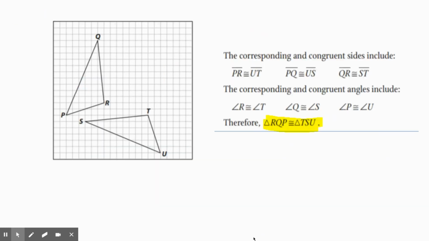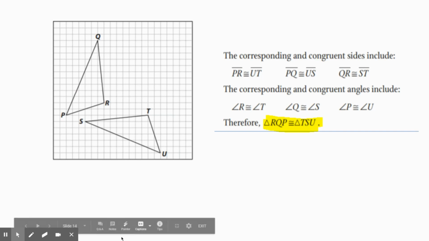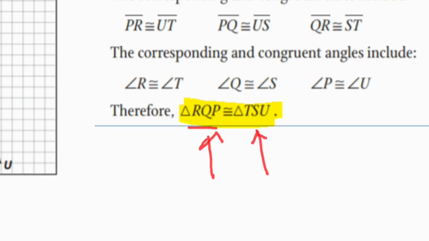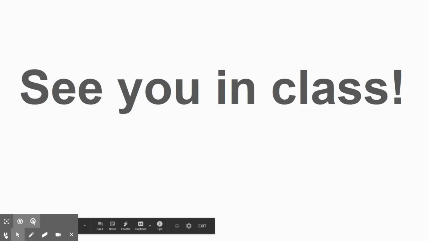In this particular problem, after using a compass and a protractor, we can determine that indeed these two triangles are congruent with line segment PR congruent to line segment UT, PQ to US, QR to ST. And then you have the three corresponding angles as well. It does not matter how you write the first triangle, but the corresponding angles do need to be written correctly in the second triangle. And that's going to do it for this section. We'll see you in class.